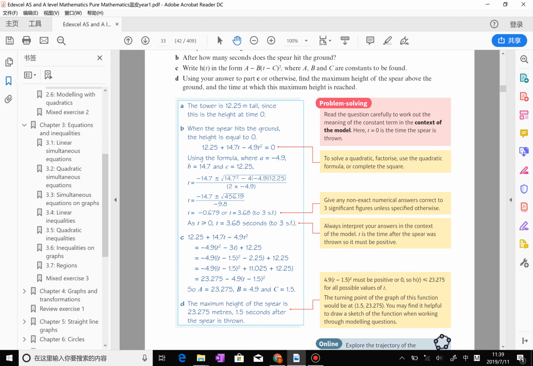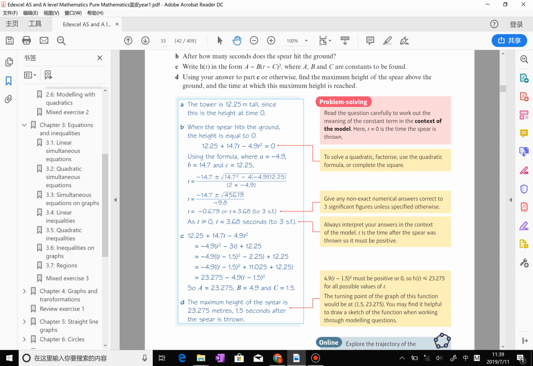With the formula, we get t equals negative 0.679 or 3.68. We know t is greater than 0, so the negative value of t we should disregard, and we only keep the value 3.68. So we find out the time should be 3.68 seconds.